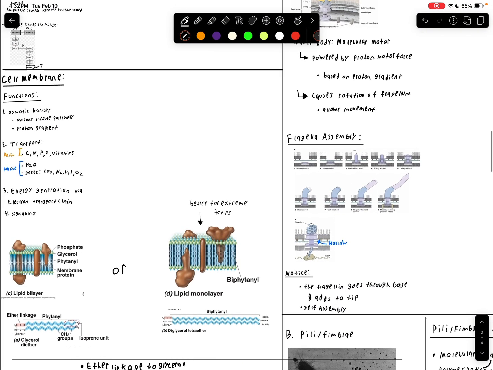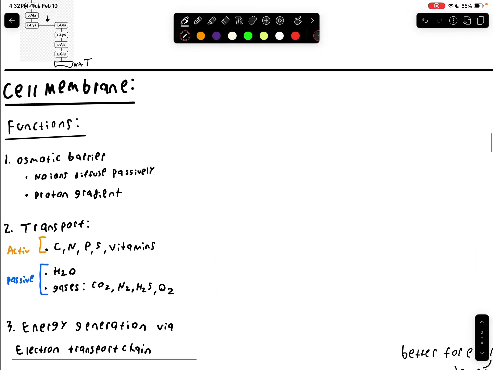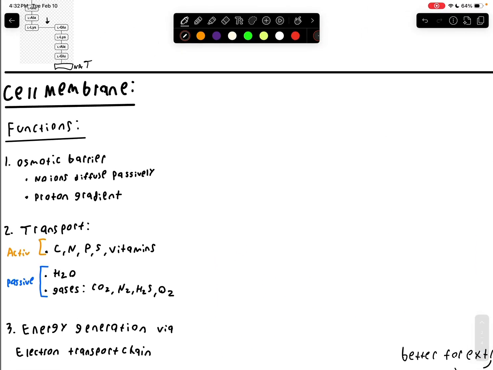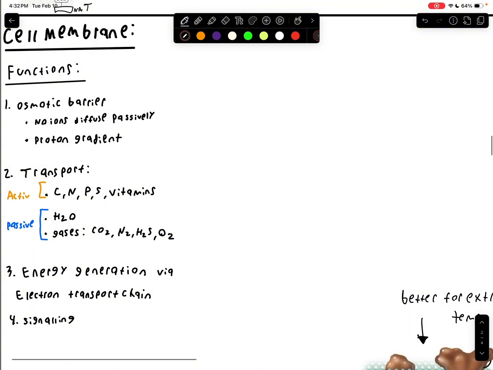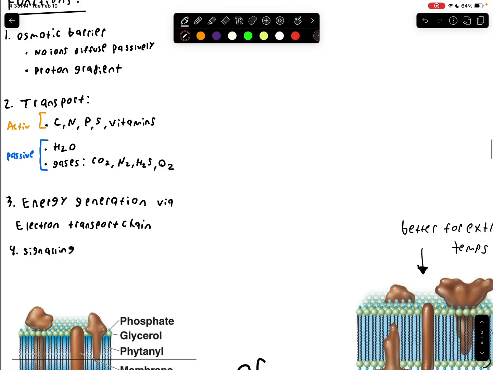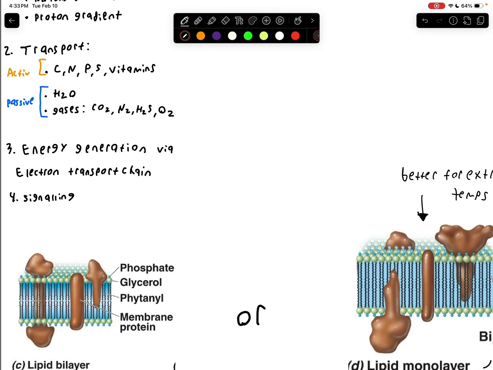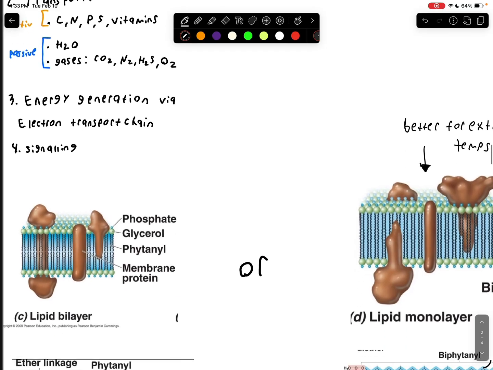Now that we've gone into that, let's go into the cell membrane. The cell membrane is the inner part. As we said, we always start from the top and we go down. The functions are, again, osmotic barrier, so ions can't just pass through willy-nilly, and you form that proton gradient. The other thing is, again, carbon, nitrogen, phosphorus, sulfur, vitamins. They have a hard time passing through, so they need certain active transport proteins. Water and gases can pass super easily.